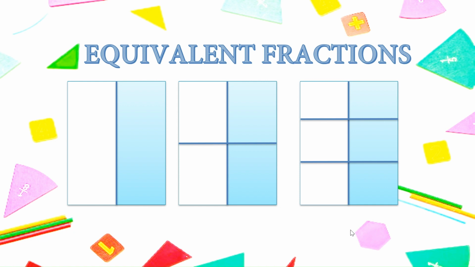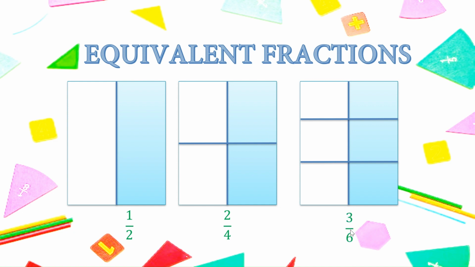Now, from the first figure, we can write that the shaded part is 1 out of the two pieces. So, we will represent this as 1 upon 2. In the second figure, the shaded part is represented by 2 pieces out of 4. So, that is 2 upon 4. And in the last figure, 3 pieces out of 6 were shaded. So, this is 3 upon 6.